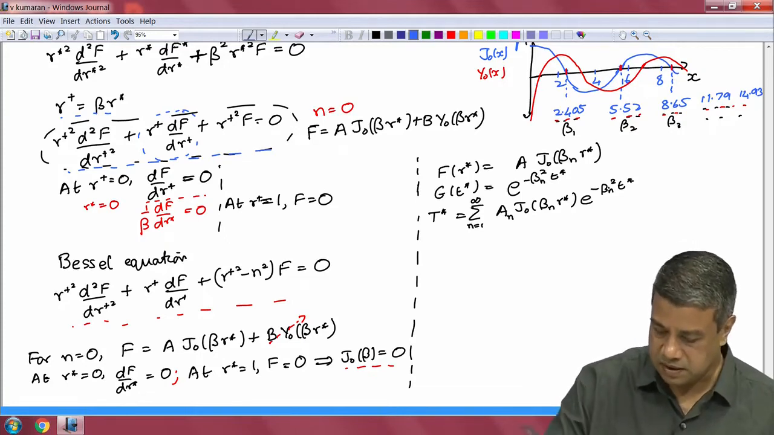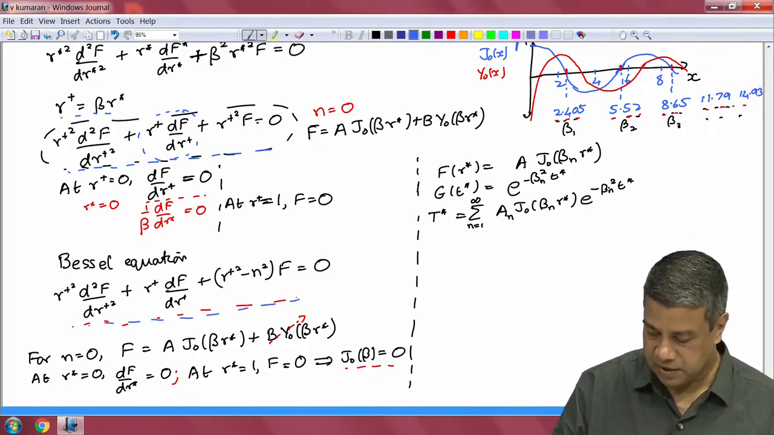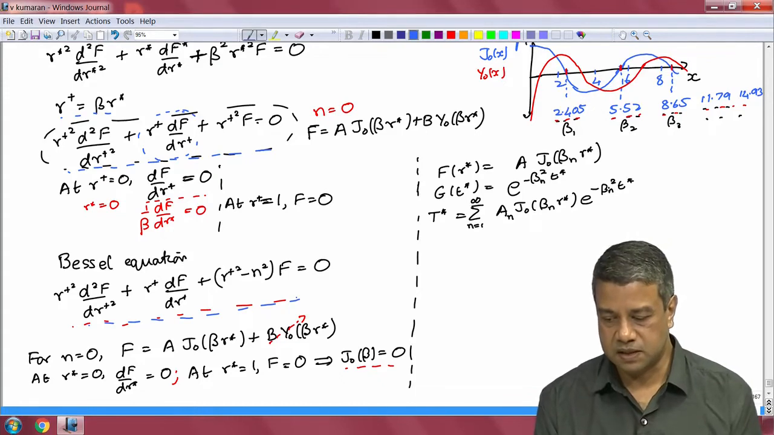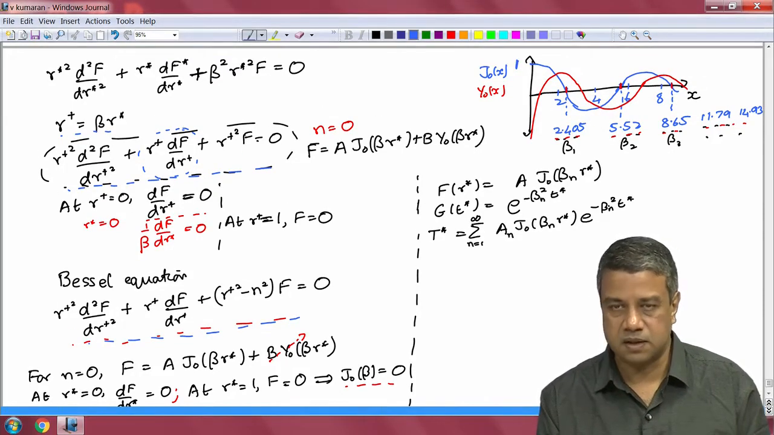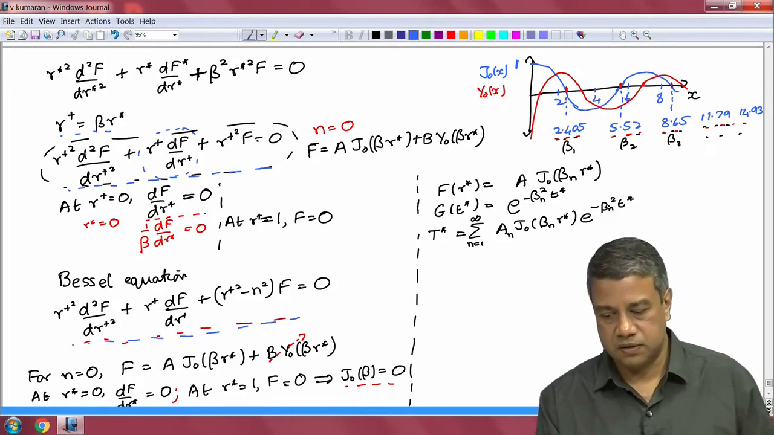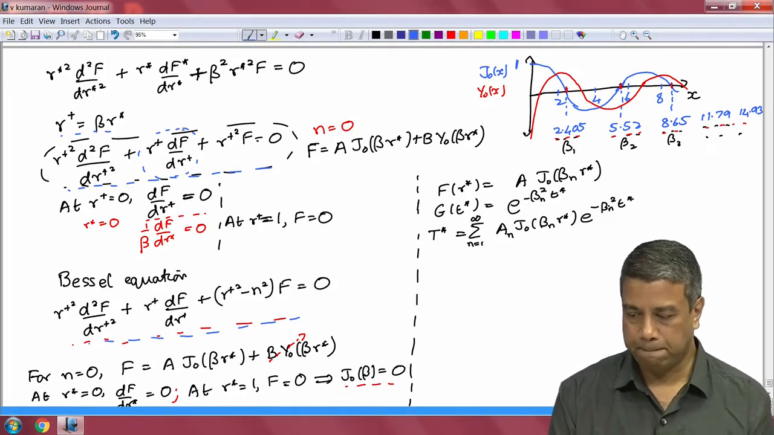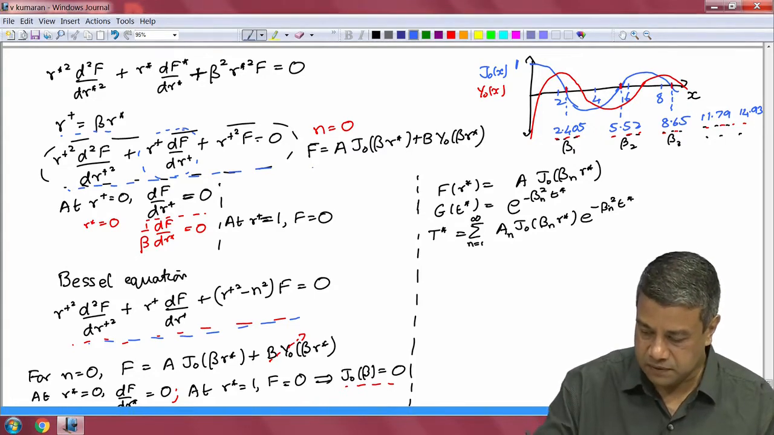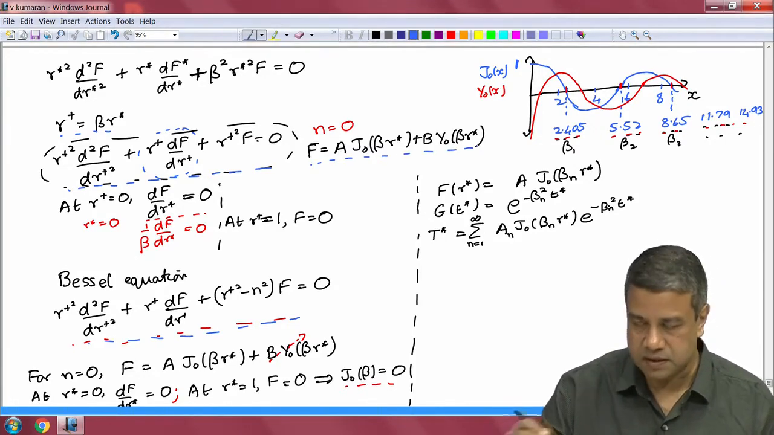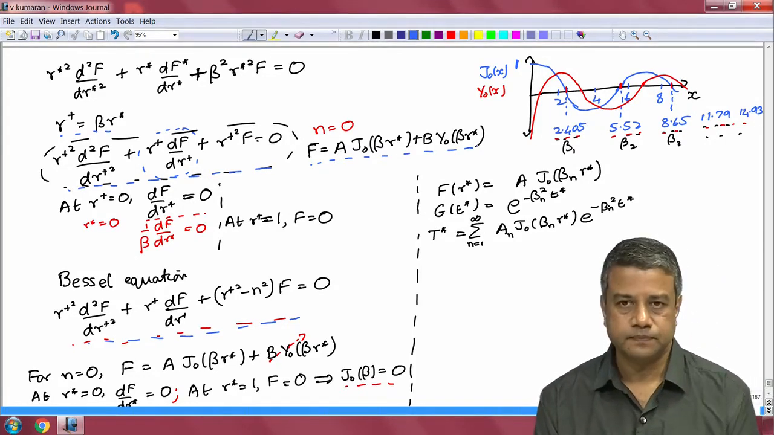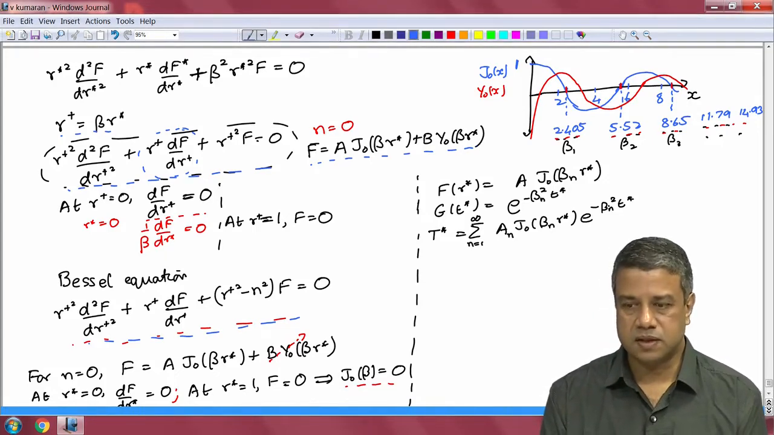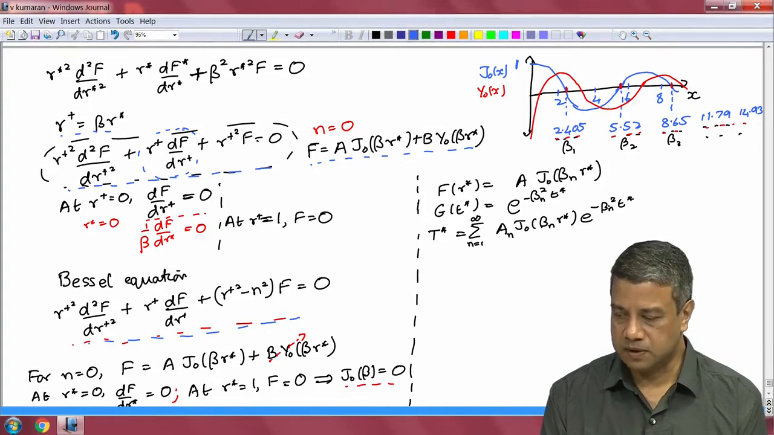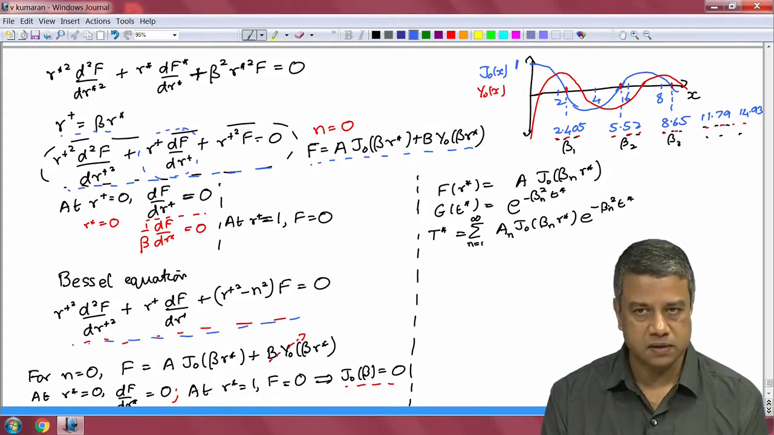The Bessel function has this general form, but for the particular case n is equal to 0, you get the same form as the equation that we got for f using separation of variables. And therefore, the solution for f is given by this. This is the solution for f. And the solutions J0 and Y0 I had plotted for you, J0 of x and Y0 of x.